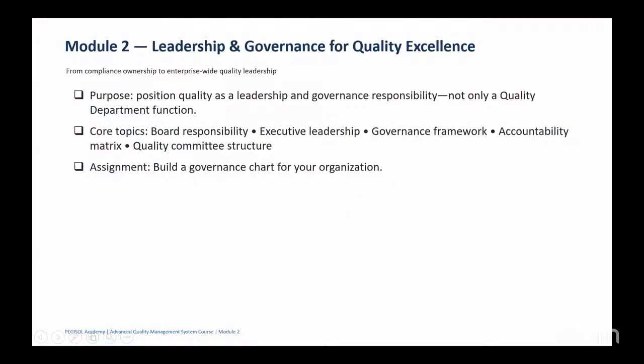So my name is Dr. Aliu. The purpose of module two is to position quality as a leadership and governance responsibility, and not just merely a quality departmental function. Now, the next thing, we're going to look at core topics like board responsibility, executive leadership, governance framework, accountability metrics, and quality committee structure. So we are looking at these now as leadership and governance for quality excellence.